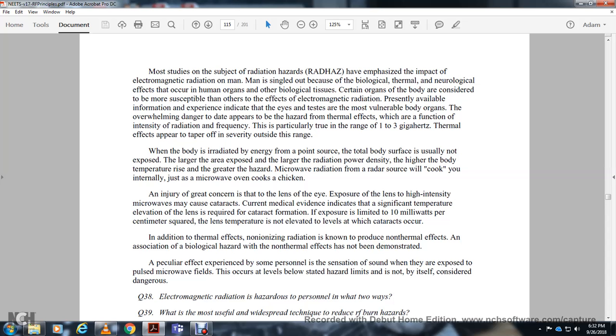High radiation from radio sources will cook you internally, just as a microwave oven cooks chicken. Injury.